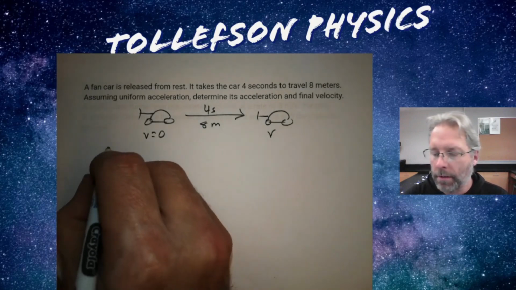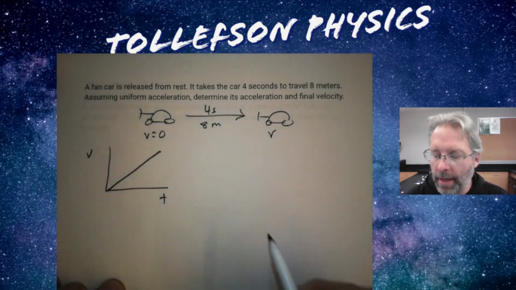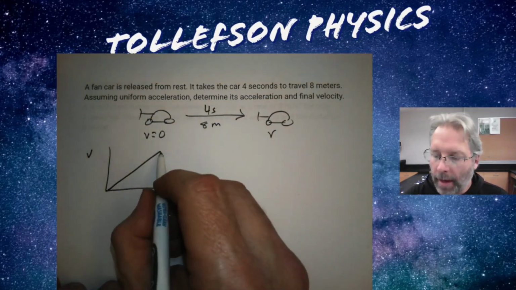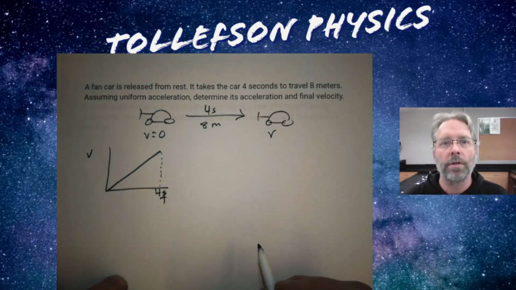Once again, let's start with the velocity time graph. This is another case of speeding up. So I'm going to draw something that starts at rest and goes up. I do know the time because I had a stopwatch. So it's 4 seconds.